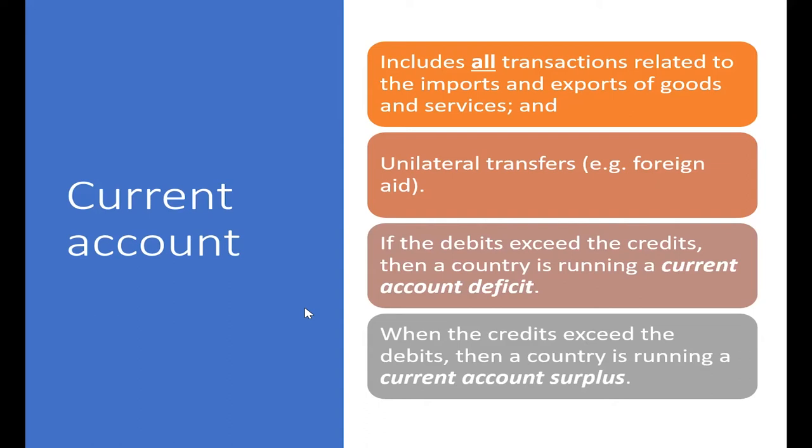So notice that the current account involves transactions that involve physical goods and services being transferred from one direction to another. You understand? And so most of the time you might have a situation where the country is importing more than it is exporting. If the value of imports exceeds the value of exports, or as we have been talking in terms of debits and credits, if the debits related to imports exceed the credits related to exports, then the country is running what's known as a current account deficit, okay?